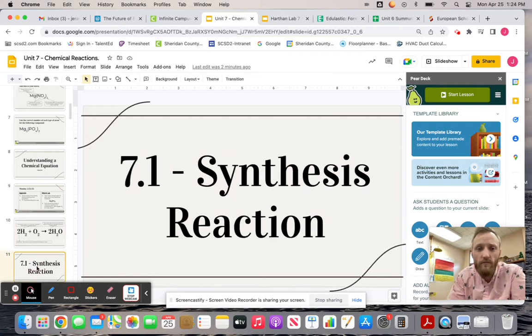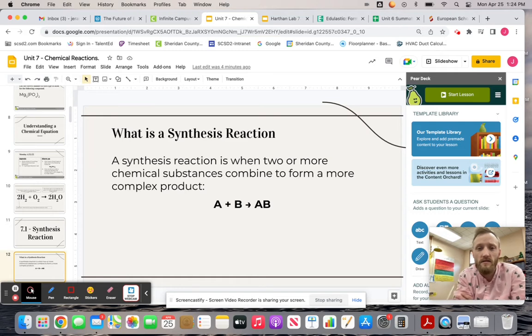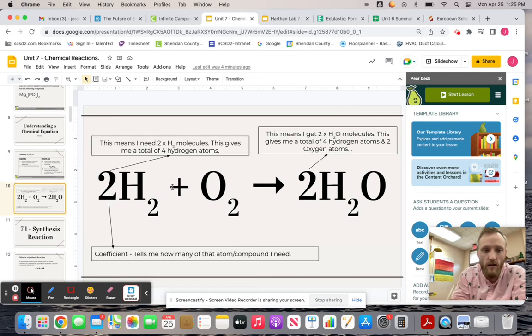So now, 7.1 lab is about a synthesis reaction. So what is a synthesis reaction? A synthesis reaction is simply a reaction when 2 or more chemical substances combine to form one more complex product, meaning we have A, we have B, and they come together to form AB, just like we showed with our water, right? So we have A, hydrogen, plus B, oxygen, gives us H2O, more complex AB.